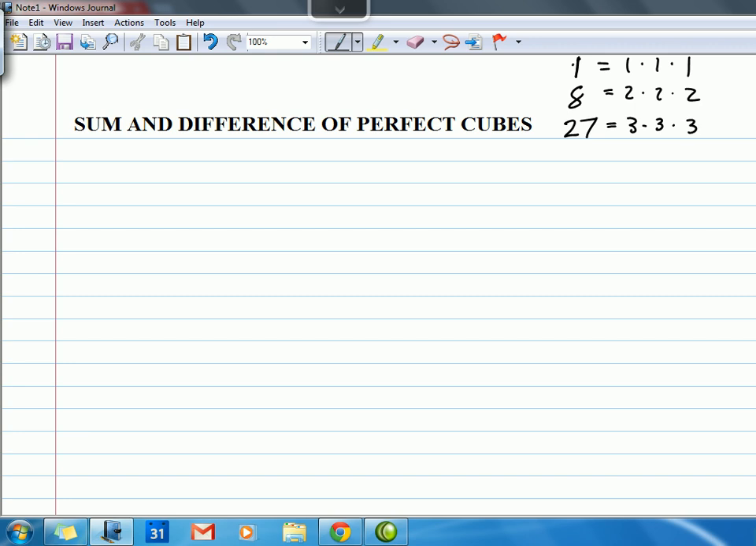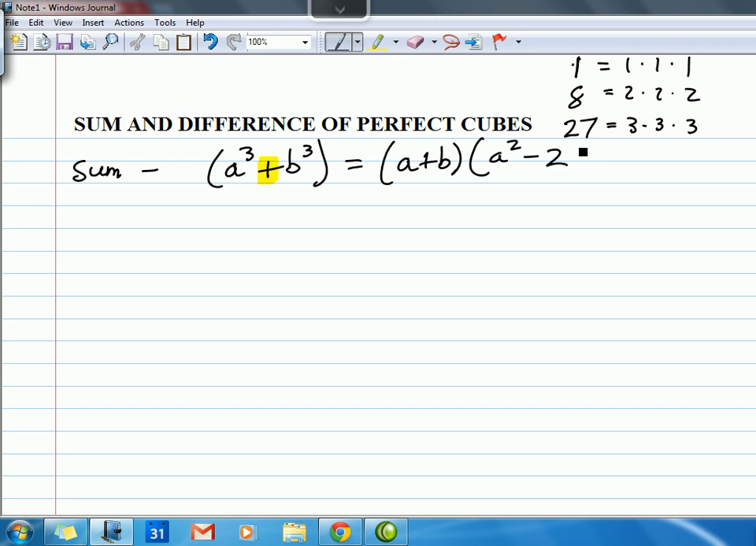Now, with perfect cubes, let's talk about the sum first. If we're talking about the sum, we're talking about something that looks like a cubed plus b cubed. It's the sum of perfect cubes, right? So cubes are going to be in the form of a cubed and b cubed. Since we got that part, when you expand, that expands out to look like this. We're going to say a plus b times a squared minus ab plus b squared. So that's going to be for this one.